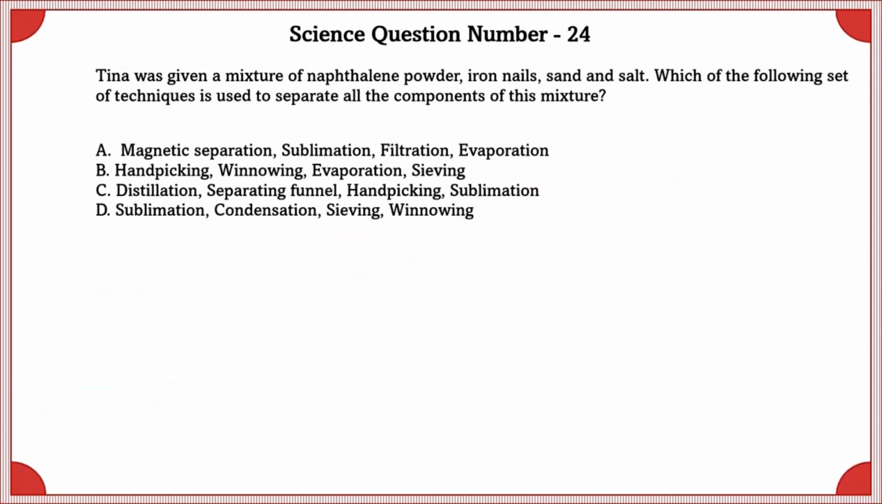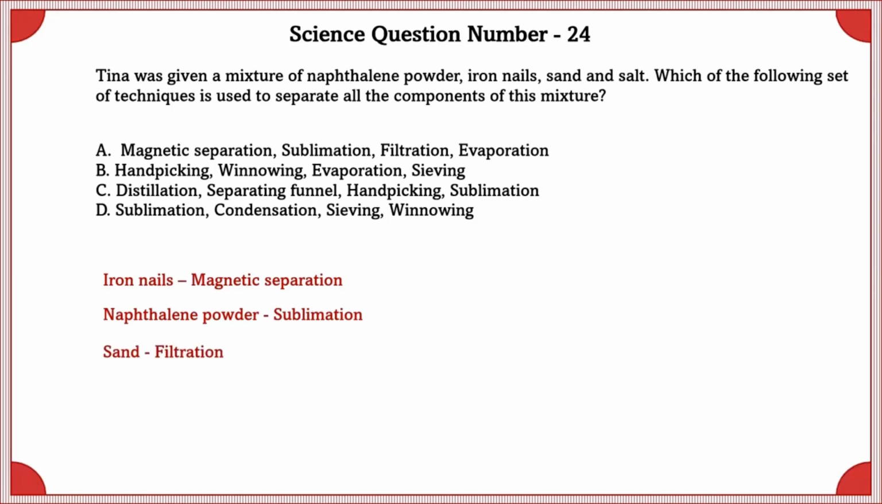Science question number 24. Tina was given a mixture of naphthalene powder, iron nails and sand and salt. Which of the following set of techniques is used to separate all the components of this mixture? Iron nails can be separated by magnetic separation. Naphthalene powder can be separated by sublimation. Sand can be separated by filtration and salt by evaporation. So the correct option is the A option.